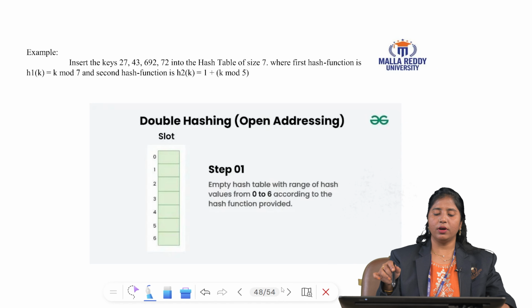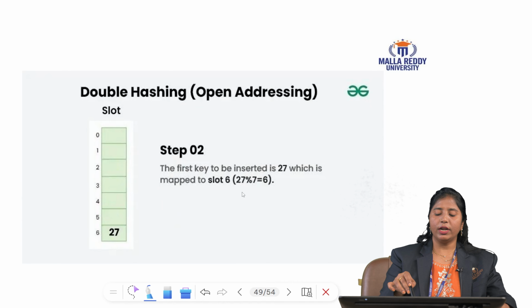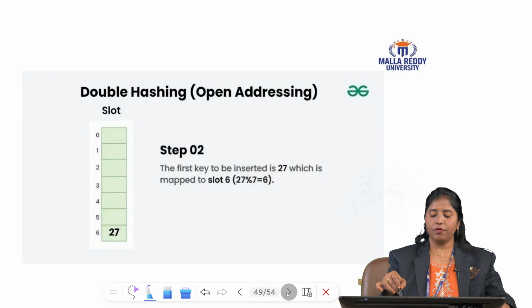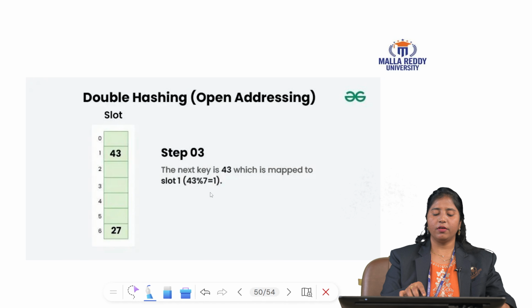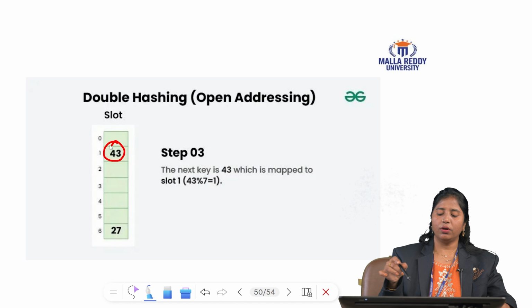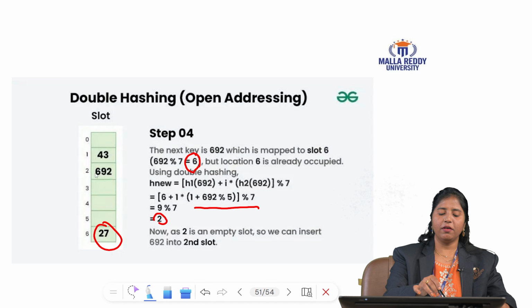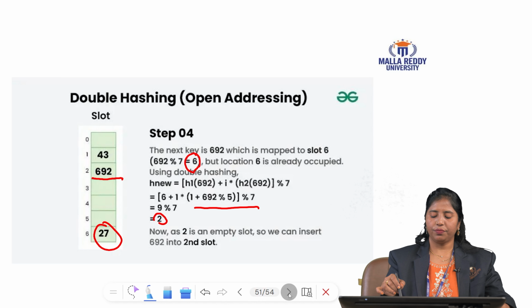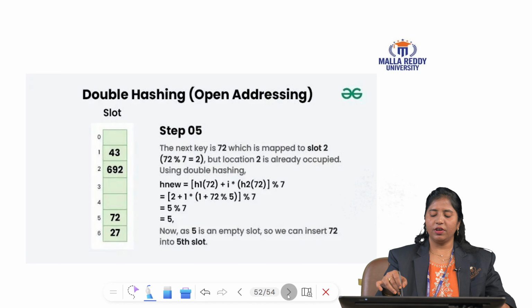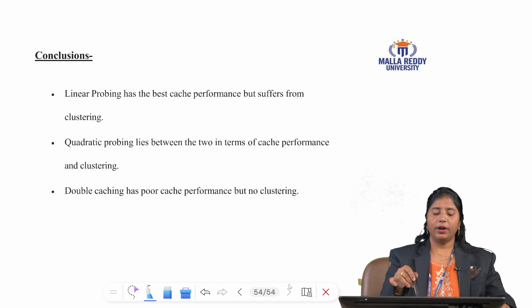Now see the double hashing example here. Step 1, empty bucket. Step 2, 27 mod 7, the 6th place we store. Then step 3, 43 mod 7, so 43 is stored at the first place. Then step 4, 692 mod 7 gives the 6th place, which is already filled. So that's why we applied the formula, and then we got the second place. At the second place we store 692. Like this we apply the formula for double hashing.